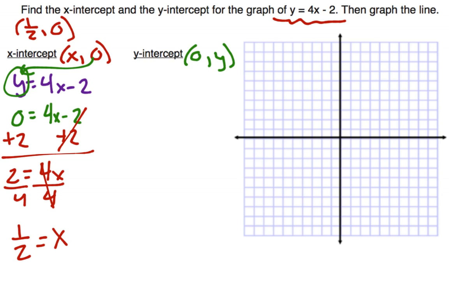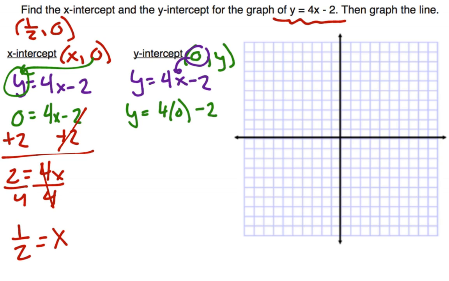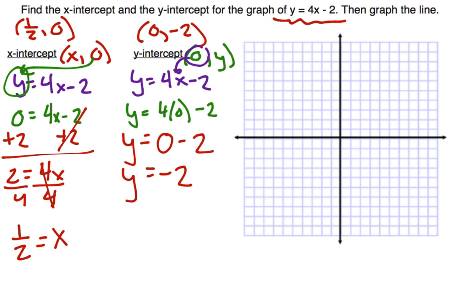Our y-intercept, we're going to go through the same process. y equals 4x minus 2. But this time we're going to plug the 0 in here where we see x. So we get y equals 4 times 0 minus 2. And that means that when we go to solve for y, we just need to finish these steps. 0 minus 2, negative 2. So our y-intercept then is at 0, negative 2. So we're ready to graph these 2 points.